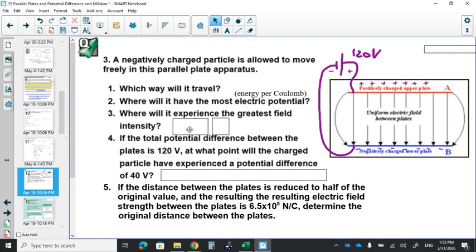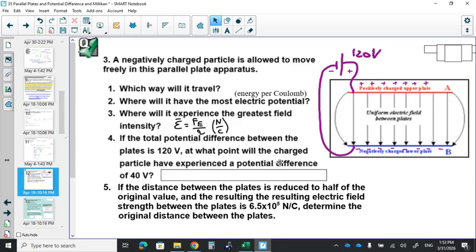Next, where will it experience the greatest field intensity? So what is field intensity, as a reminder? Well, field intensity is force per charge, so newtons per coulomb. Where is it going to have the greatest force? Well, of course, it would be when it's here. It's going to have the push on it.